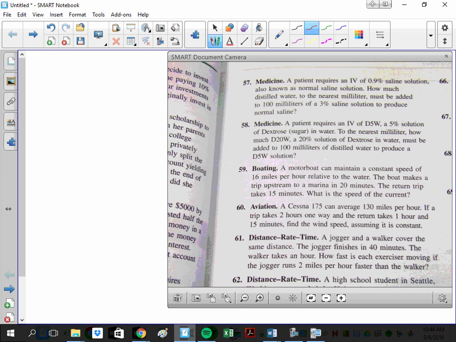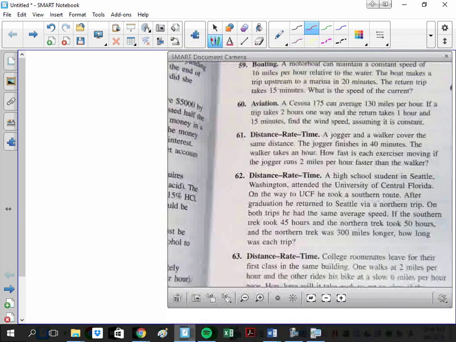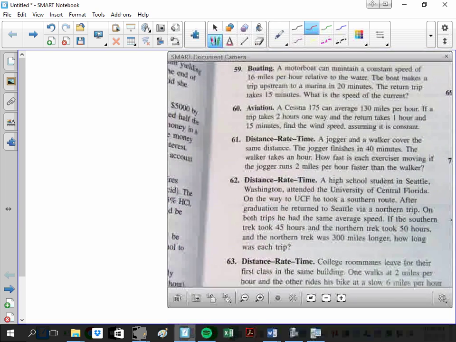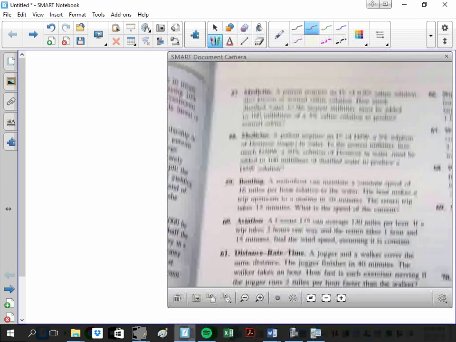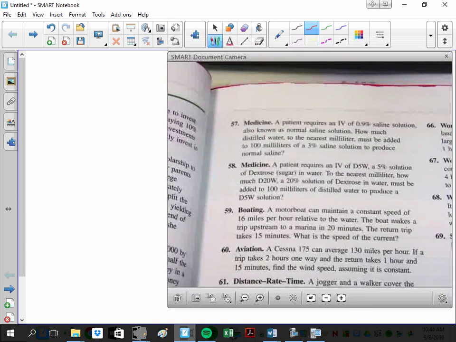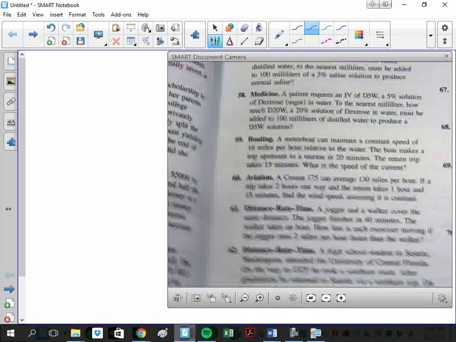Okay, take a look at 61. A Cessna 175 can average 130 miles an hour. If a trip takes 2 hours one way and the return trip takes 1 hour and 15 minutes, find the wind speed. Oh, sorry. It wants to know the speed of the current. Probably, we're working in miles per hour, so I would stay with miles per hour.